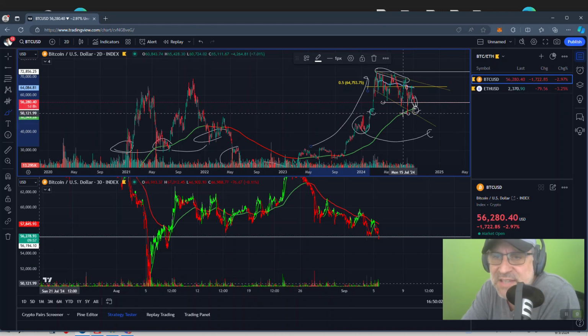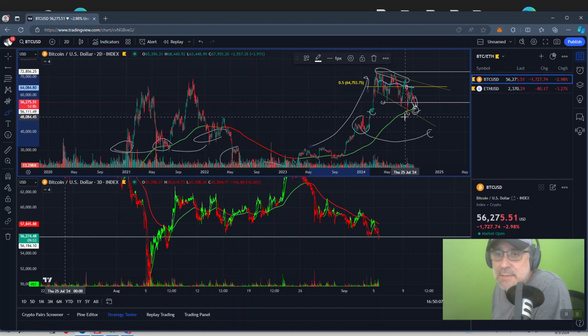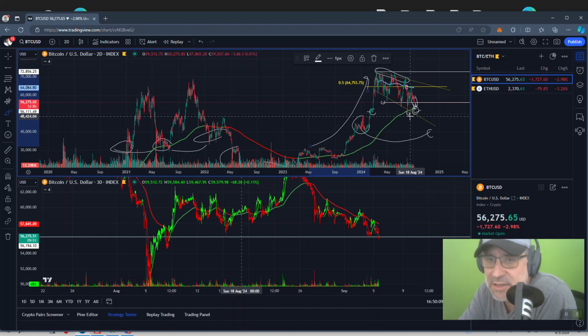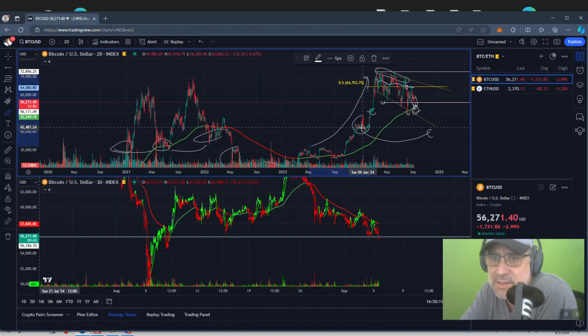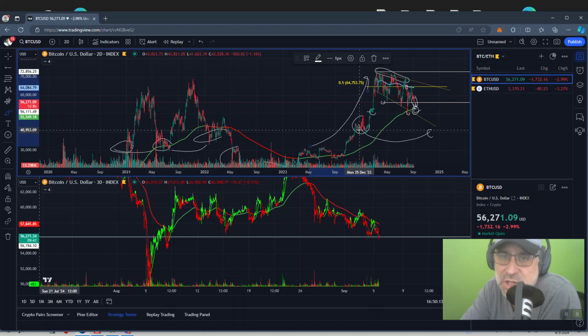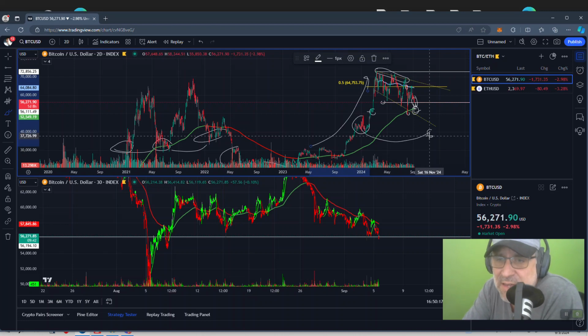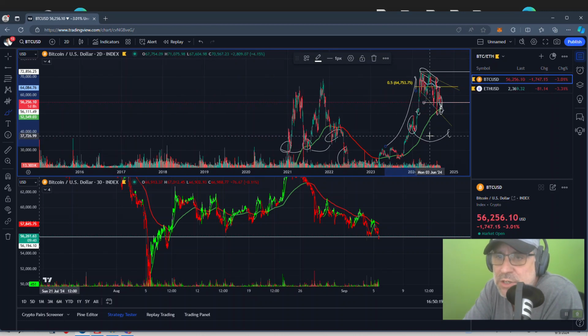But that's after, and if, we break through the 200 EMA and the macro trend support line. These two lines here, like I said, are going to be the litmus test. And then I think we're going to shoot straight down to maybe 40 grand, 39 perhaps. And then we'll just have to see what we do there.